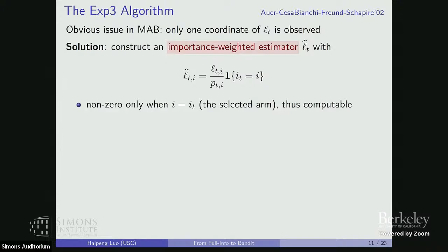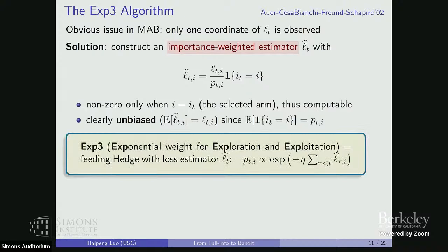That's why it's computable. And second, a clear fact is that it's unbiased. In the sense that when you take expectation with respect to this i_t, you get exactly the loss of i. This is easy to see because the expectation of this indicator is simply the probability of picking this arm, and obviously it cancels with the denominator. So in expectation, L hat is just L. So that's why this estimator makes sense.